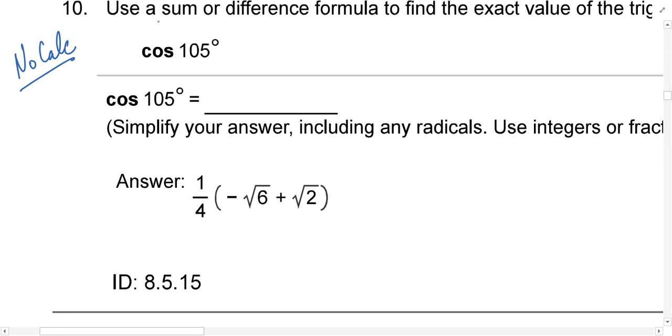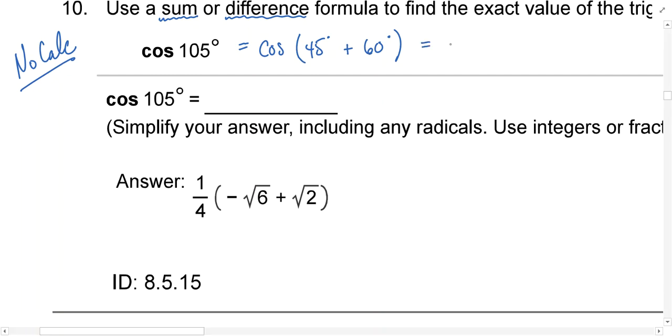Now, the interesting thing here is that the instructions say use the sum or difference formula. It doesn't matter which one you use, whether it's the sum formula for cosine or the difference formula for cosine. They both will generate the same and correct final answer. So I'm looking at this 105-degree number, and I see that as cosine of 45 degrees plus 60 degrees. In my mind, 45 plus 60 is 105. So I'm going to go with a sum identity.